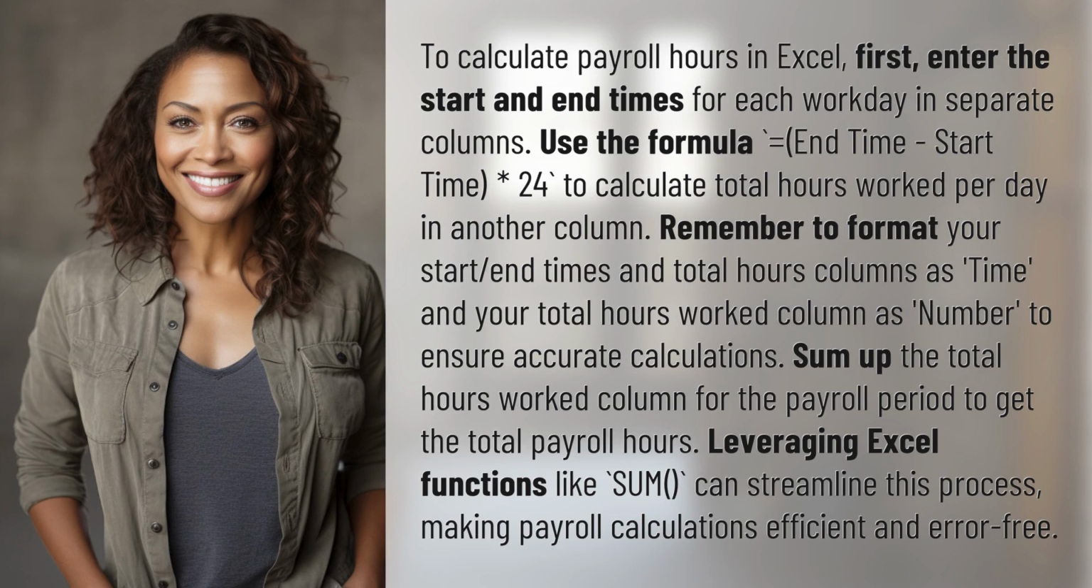Use the formula equals end time minus start time, times 24, to calculate total hours worked per day in another column. Remember to format your start and end times columns as time, and your total hours worked column as number to ensure accurate calculations.